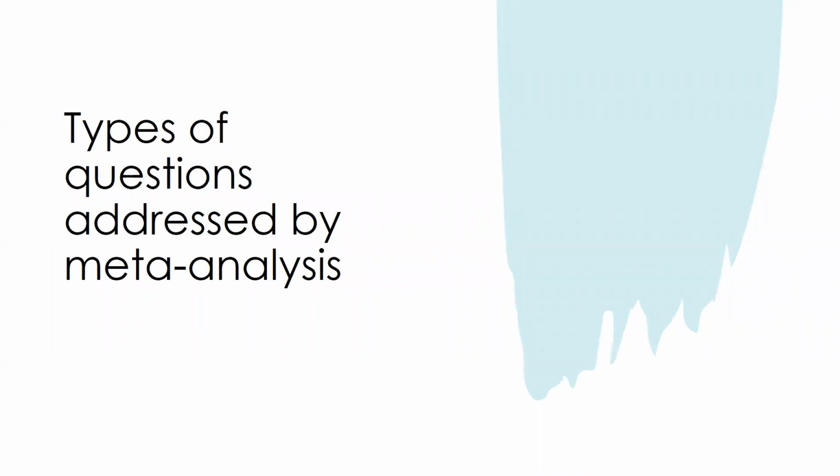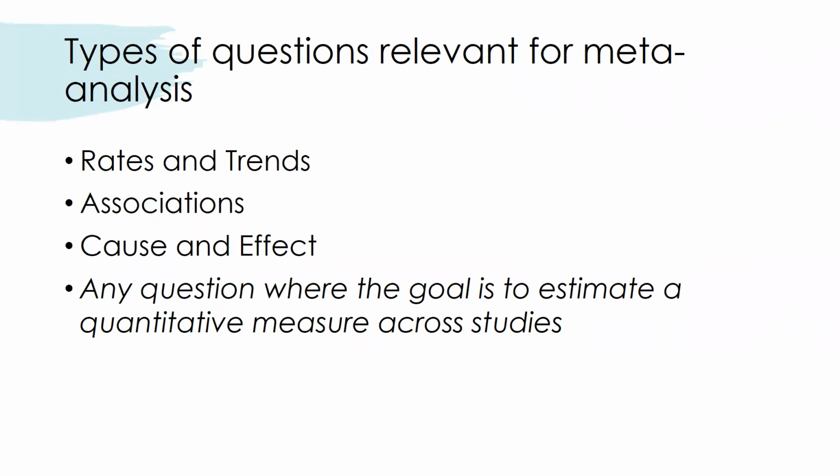So let's talk about the range and at least a couple of types of questions that we might address when we use meta-analysis. There are three big areas that we might use meta-analysis to address across a set of studies. One might be we're interested in rates or trends of something, and we're going to look at a bunch of studies that can tell us something about that.